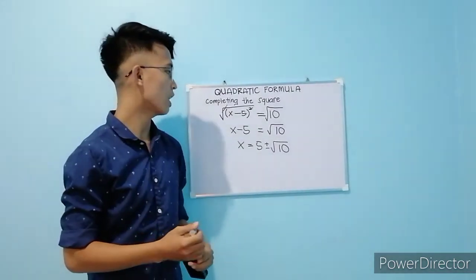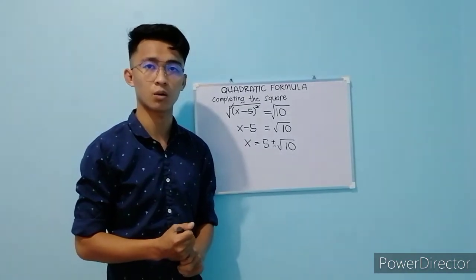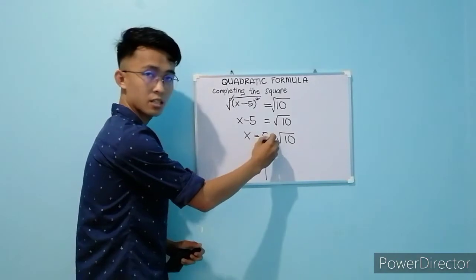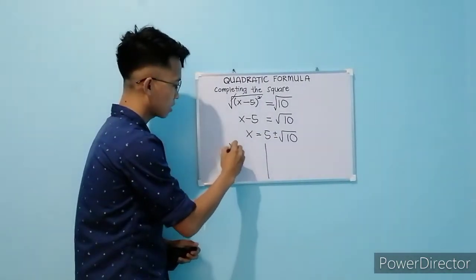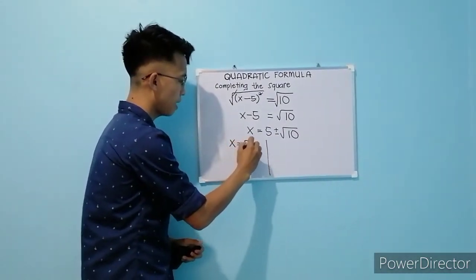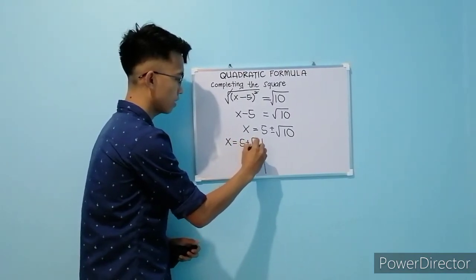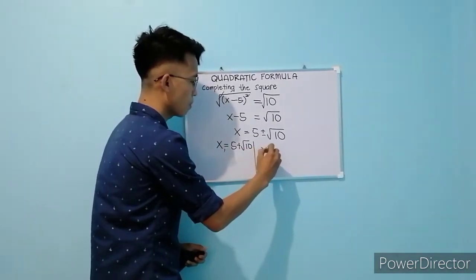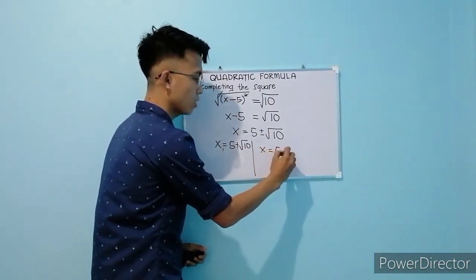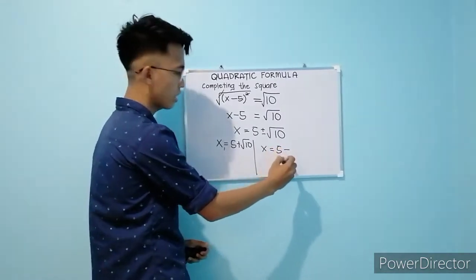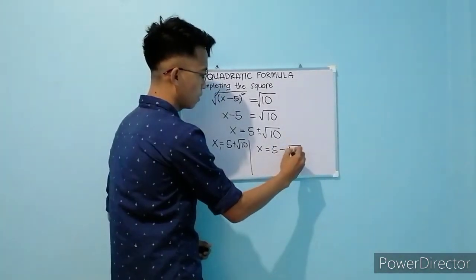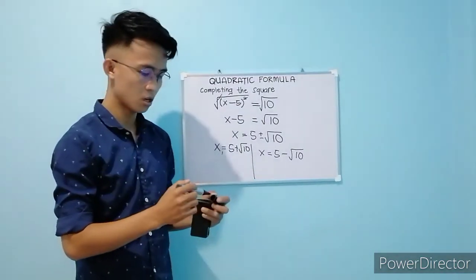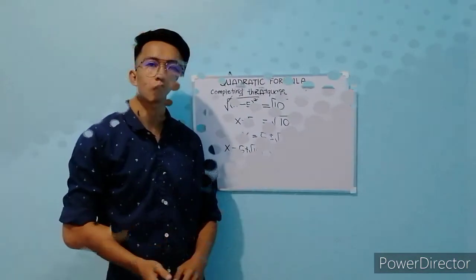So what are now the roots of our quadratic equation? For the first one, we will use the positive. So x sub 1 is equal to 5 plus the square root of 10. For x sub 2, we have 5 minus the square root of 10, as you can see we use the minus sign. So these are the two roots of the quadratic equation that I gave a while ago.